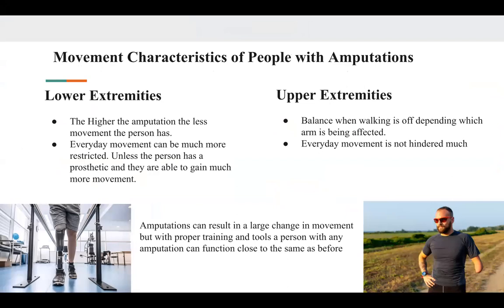And for the upper extremities, balance when walking is off depending on which arm is being affected, and everyday movement is not hindered much, just pretty much their balance. Amputations can result in a large change in movement, but with proper training and tools, a person with any amputation can function close to the same as before.